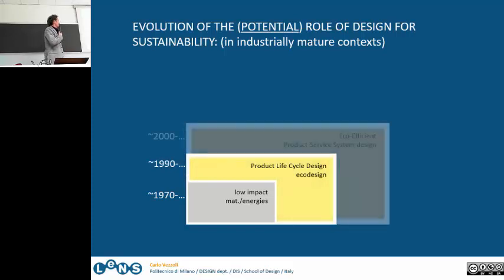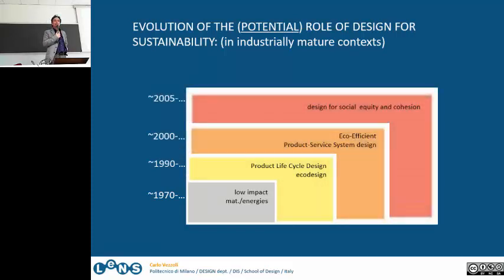So, let's say in the 70s, the attention of the theorist and researcher and the designer was on selection of low impact material and energy. Around the 90s, the attention moved on designing, not just selecting material, on product. And we start speaking about eco-design of product, or better still, product life cycle design, how to design product in their life cycle to reduce the environmental impact. Then in 2000 on, we start speaking about eco-efficient product service system design. This is something we are going to talk about during this course. And then since 2005, we start speaking about design for social equity and cohesion.